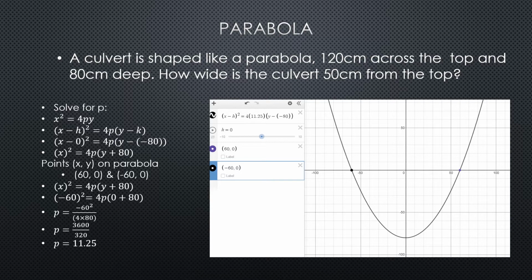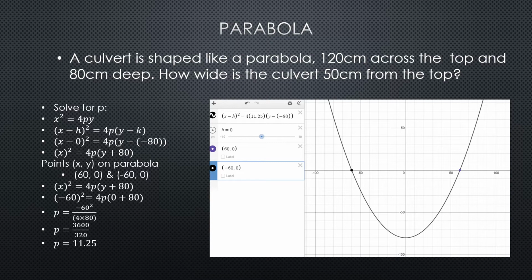And we've got our formula here with the x and the y and the p, and in order to solve for p, we need to find a set of points that are on the parabola, x and y. And we can see that where the parabola crosses the x-axis, or at ground level, we've got a point at x equals 60, y equals 0, and a point on the other side where x is equal to negative 60 and y is equal to 0.